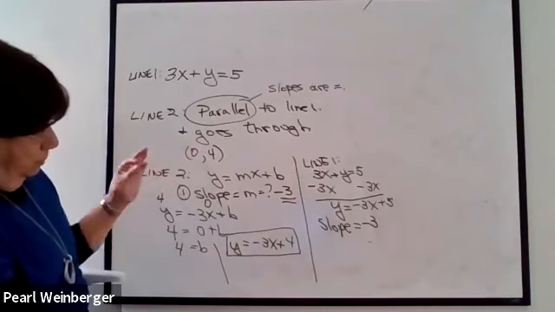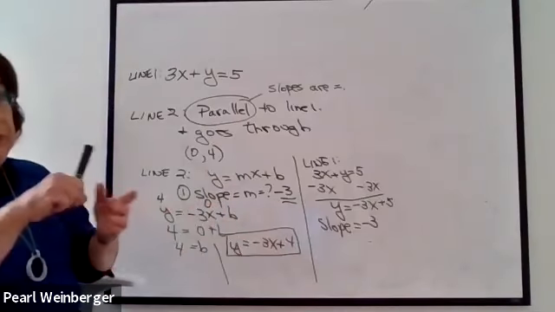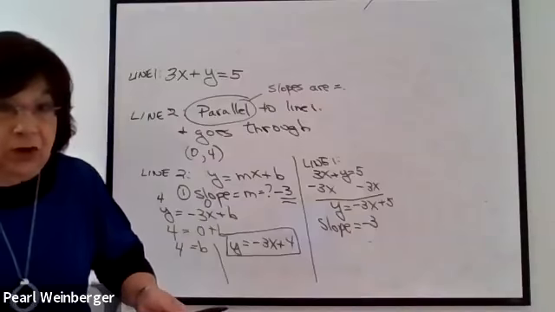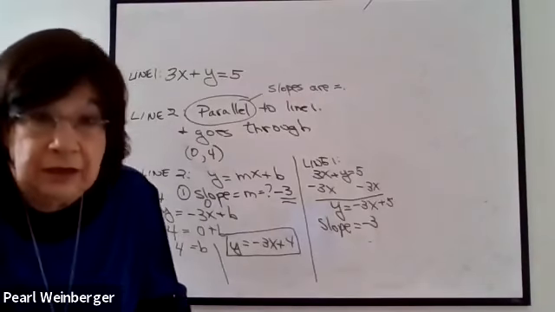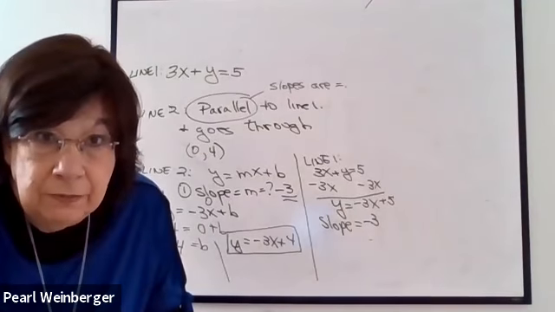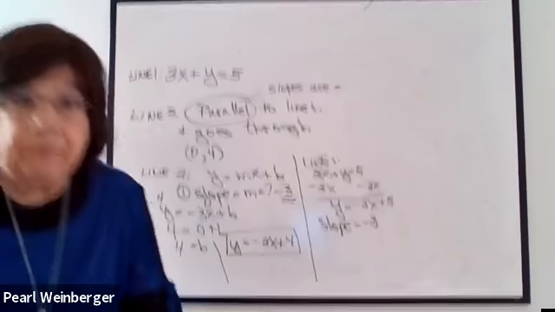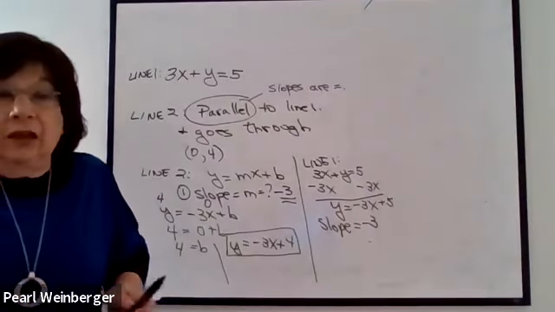Notice the two lines are parallel because they have the same slope, but their y-intercepts have to be different because if they have the same y-intercept, they're the same line. So therefore, that's how we do that. Is that clear?